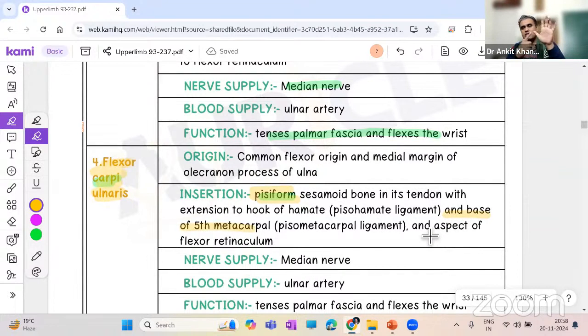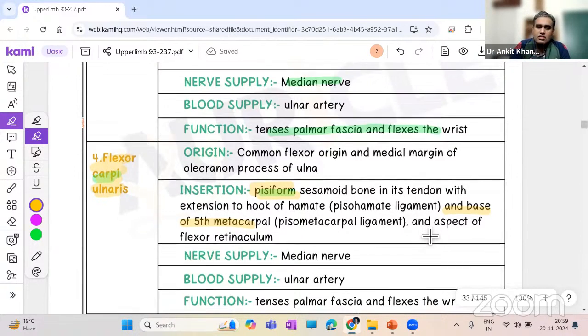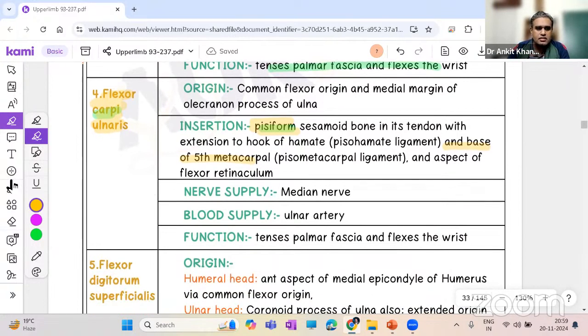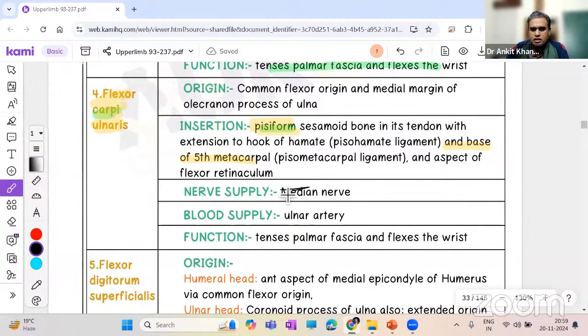So the fifth metacarpal, this first, second, third, fourth, fifth. So this is the fifth metacarpal, the base is over here. So FCU is going over here. Now, nerve supply of flexor carpi ulnaris, here's a mistake over here. Let me just try to correct it. It's not median nerve, which nerve is it? It is ulnar. Remember.